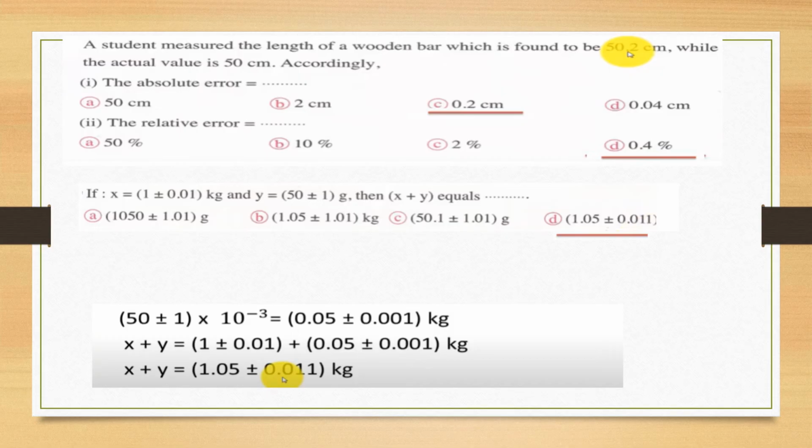15 plus or minus 1 multiplied by 10 raised to the power minus 3, because this gram we must change into kilogram, and this 10 to the minus 3 you multiply by 15 and 1, and you can see this detail. At the last you can find the answer: x plus y equals 1.05 plus or minus 0.011 kilogram. First you must change gram into kilogram. After that you can take the answer.